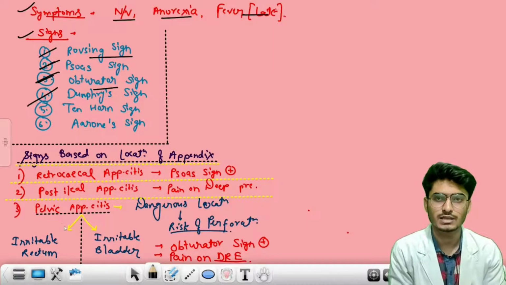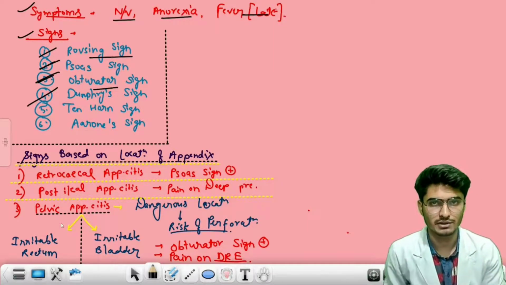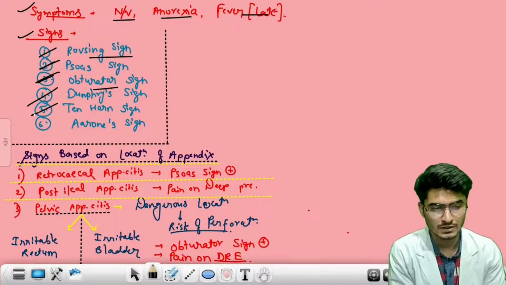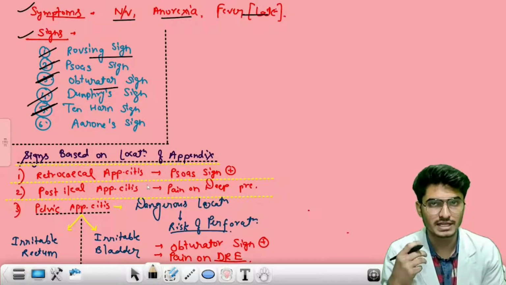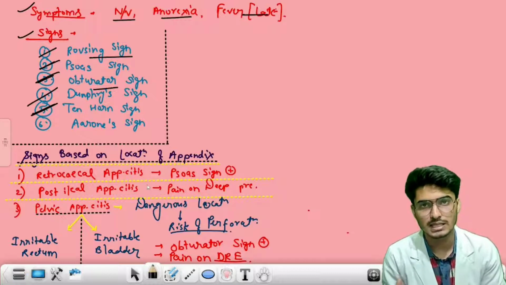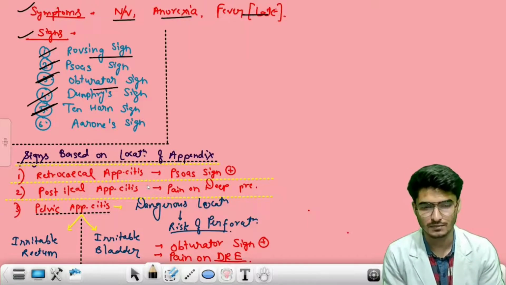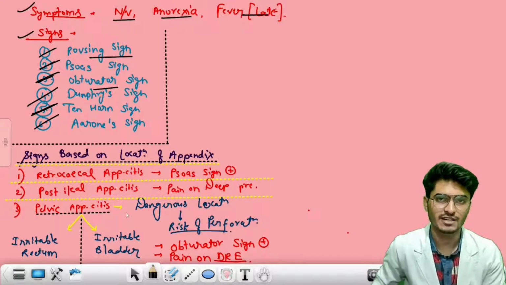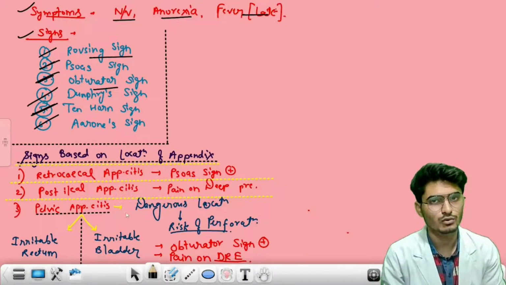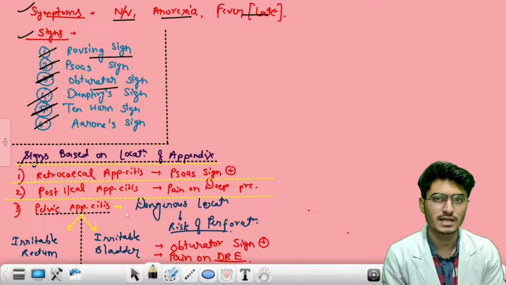Dunphy's sign, the pain on coughing at the right iliac fossa. So what is Ten Horn sign? The gentle traction of the right testis causes pain at the right iliac fossa. What is the Aaron sign? If you are just pressing on the right iliac fossa, that will cause pain over the epigastrium. So that is the Aaron sign.